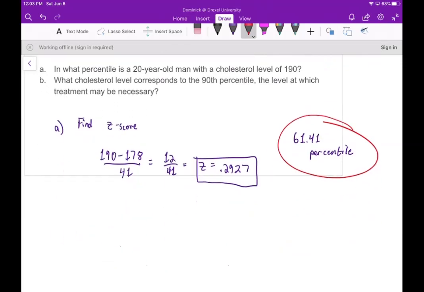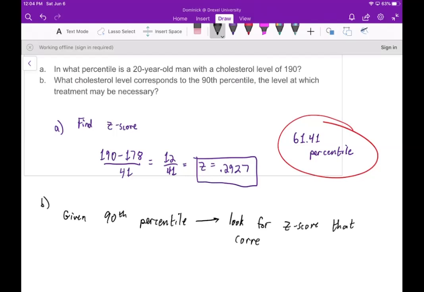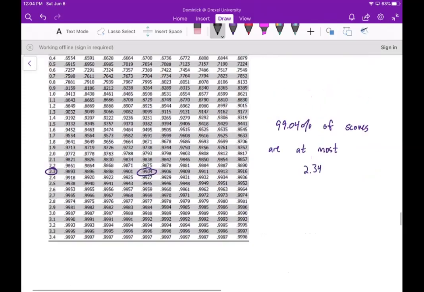Okay, and in part B, we want to know what cholesterol level corresponds to the 90th percentile, the level at which treatment may be necessary. So now we have to work backwards because we're given the 90th percentile. So that means we need to look for the z-score that corresponds to 0.90.